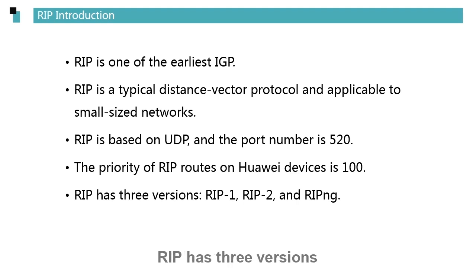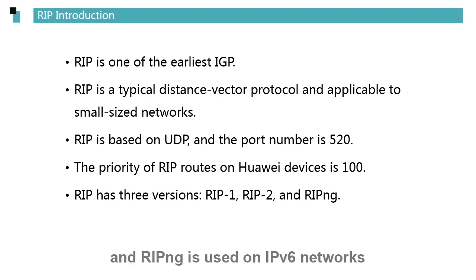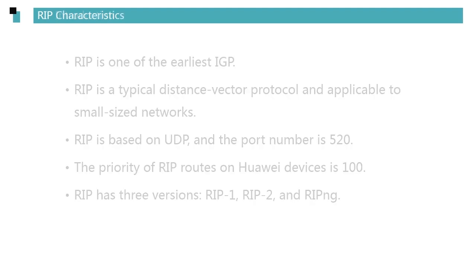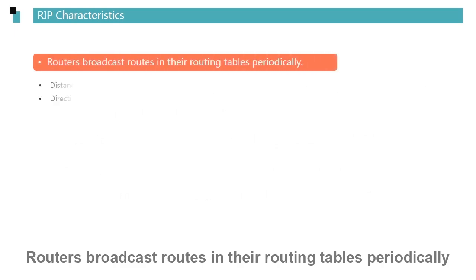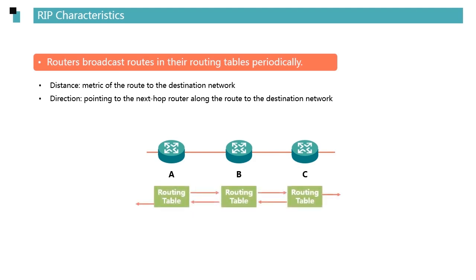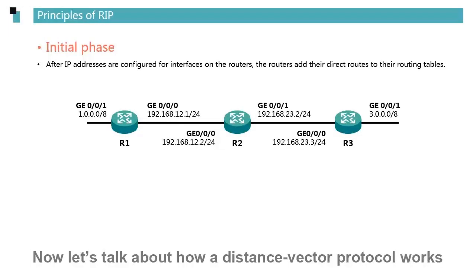RIP has 3 versions, RIP 1, RIP 2, and RIPng. RIP 1 and RIP 2 are used on IPv4 networks, and RIPng is used on IPv6 networks. At present, RIP 2 is more commonly used than RIP 1. Routers broadcast routes in their routing tables periodically. Now let's talk about how a distance vector protocol works.